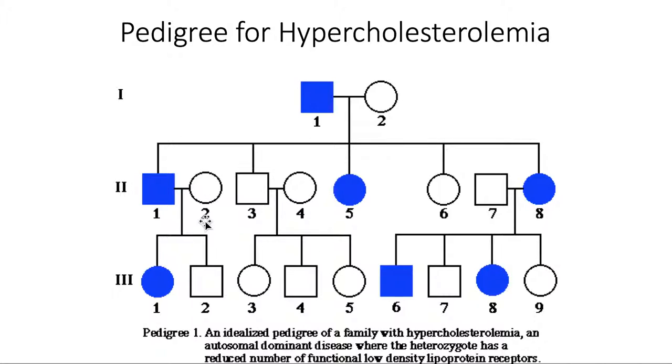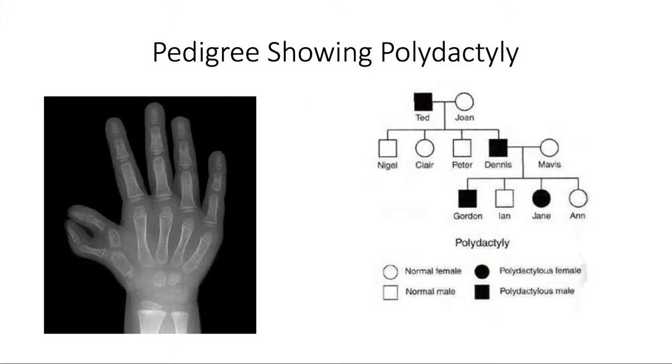It's not able to be silent or hidden because it's a dominant disease. It also affects males and females in roughly the same numbers, so if there's 1, 2, 3 males affected, 4 females, it's never going to be perfectly the same, but it doesn't seem to skew towards one sex versus the other. Here's another example. This is a pedigree showing polydactyly, which of course is an extra finger or extra toe, in this case a finger. And you can see once again, no generations being skipped, and we see both males and females being affected.